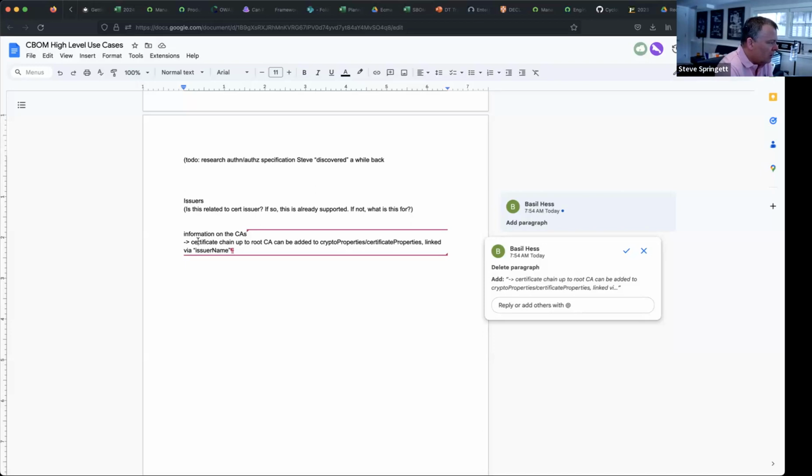Certificate chain up to root CA can be added to crypto properties, certificate properties linked to issuer name. Okay, so this is information on the CAs. Okay.